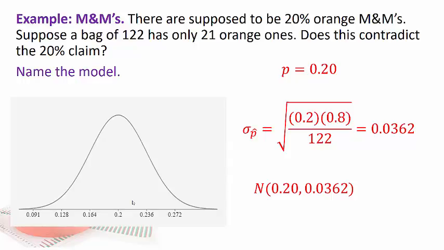If I draw the curve, 68% falls between 0.164 and 0.236. 95% falls between 0.128 and 0.272. And 99.7% goes from 0.091 up, an extra standard deviation up there, probably about 0.3. For some reason, this one chopped off the last standard deviation.